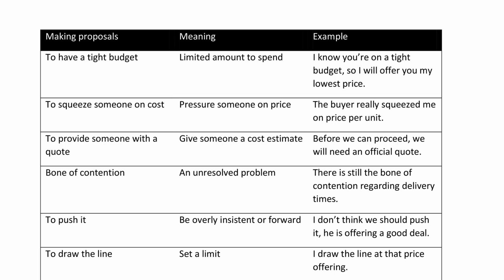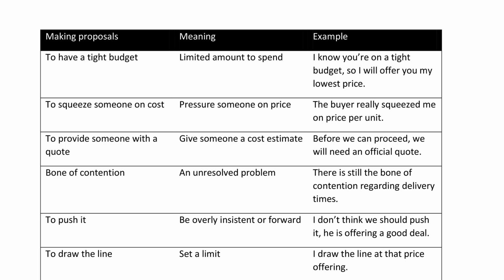Okay, so what are some idioms we can use at this stage? For example, we could say to have a tight budget, okay, meaning we have a limited amount of money to spend. So I know you're on a tight budget, so I will offer you my lowest price. Okay, so if you offer someone a low price because they are on a tight budget.